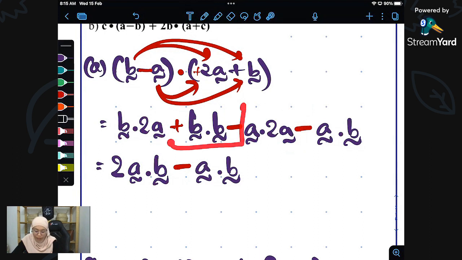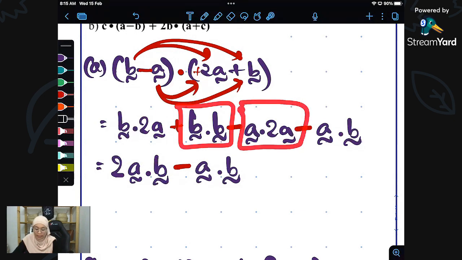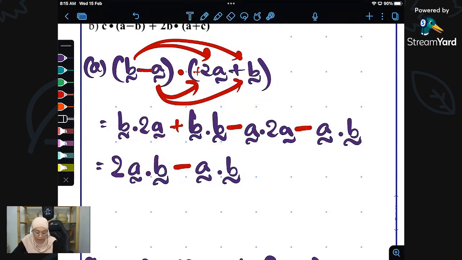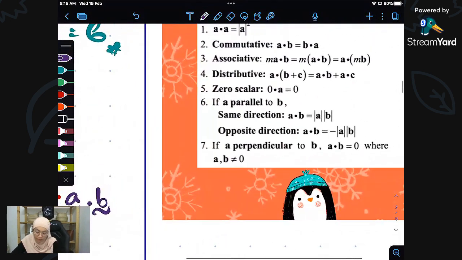Yeah, this thing is two different things of course. Dua benda yang berbeza di sini. We have B.B and we have A.A. Tetapi dua di depan, dua di dalam ni. So B.B is just using the formula of modulus B vector squared. Saya hanya memakai formula yang pertama ini.